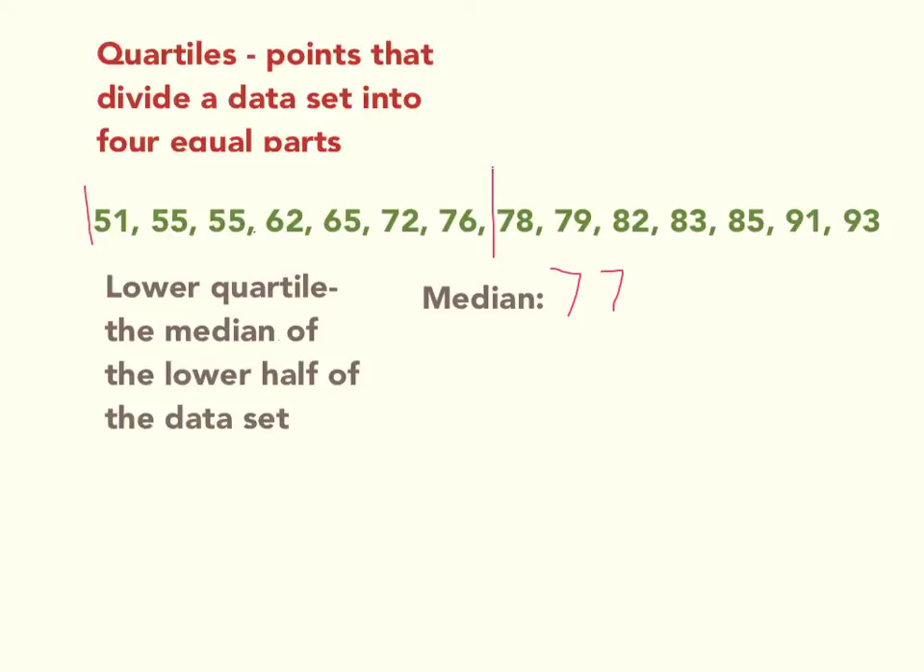Now I need to find what's called the lower quartile, the median of the lower half of the data set. So I cut my data in half, and now I'm just going to look at this group. I'll do the same thing that I did before. Lowest and highest, and lowest and highest, and lowest and highest. My lower quartile is going to be 62.